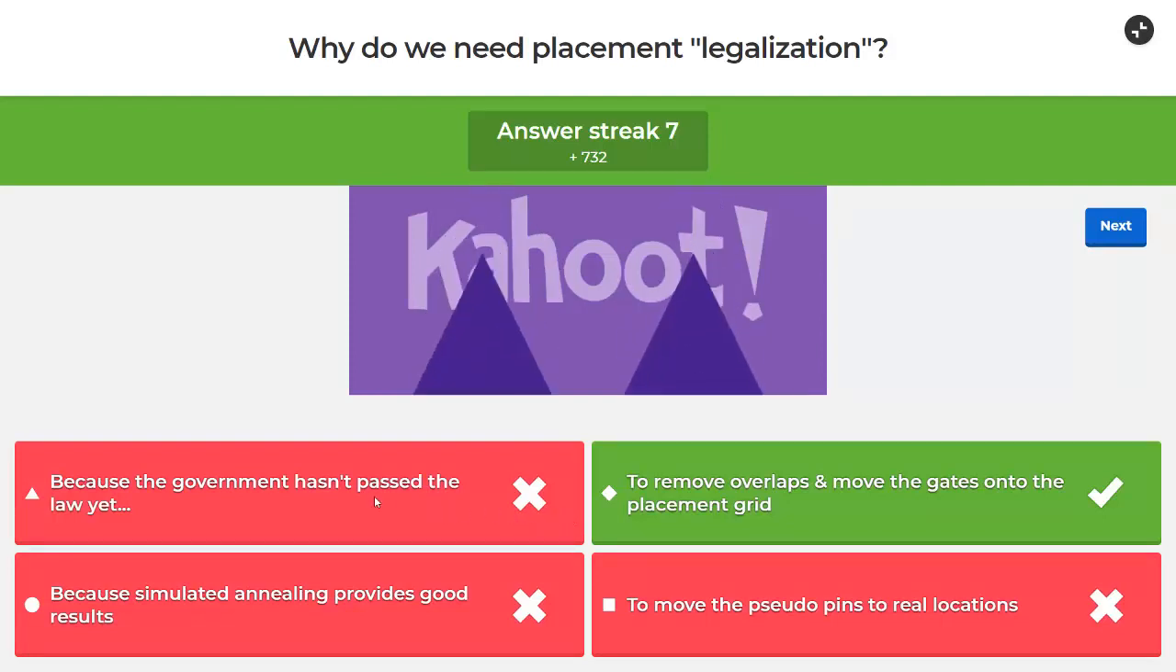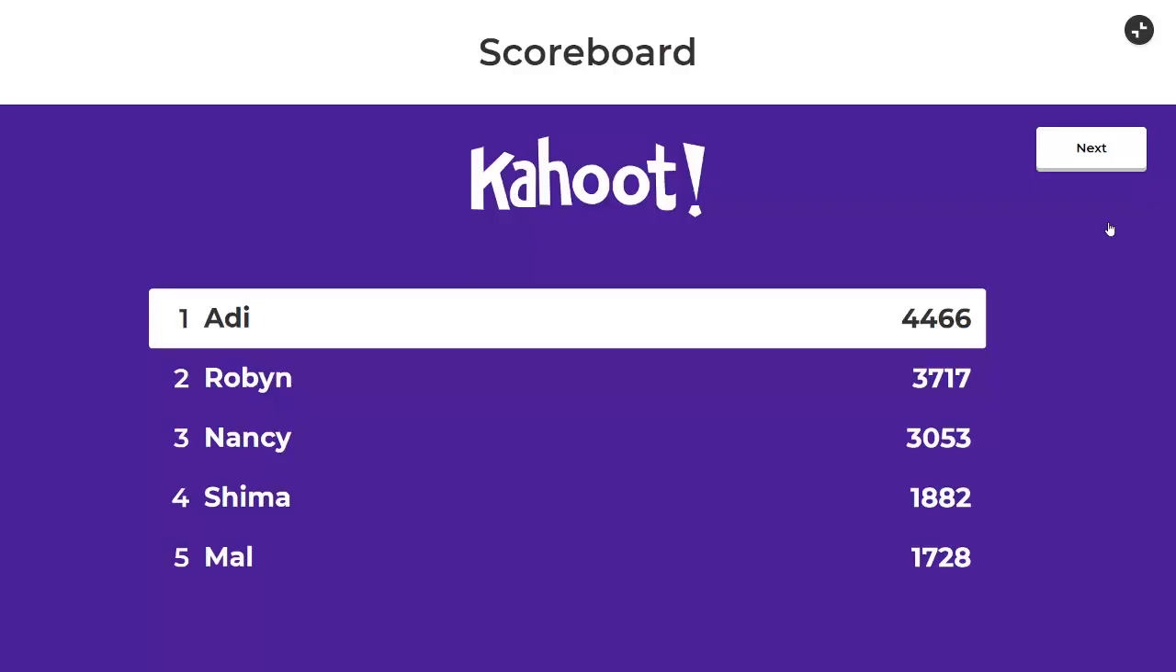Okay, so really, if we said because simulated annealing provides good results, that may be true, but that's not the reason that we need placement legalization. That may be a means to carry it out. To move the pseudopins back to real locations: the pseudopins are just a virtual thing that we use for our recursive partitioning. They basically disappear once we finish our recursion. So that has nothing to do with anything. To remove overlaps and move the gates onto the placement grid is the right answer.